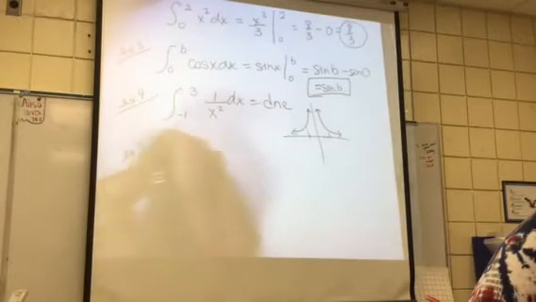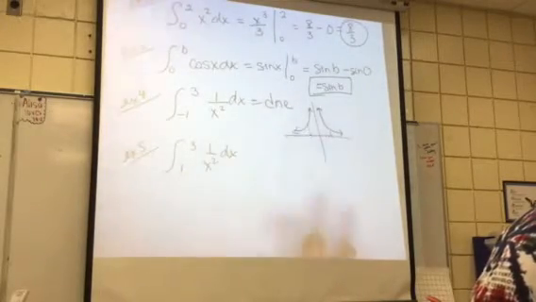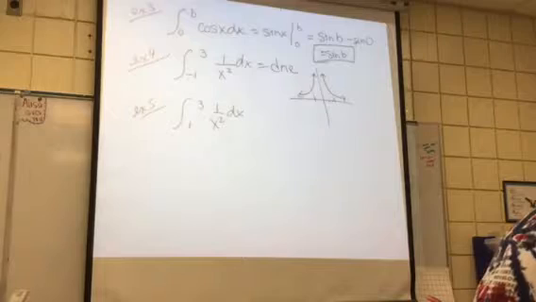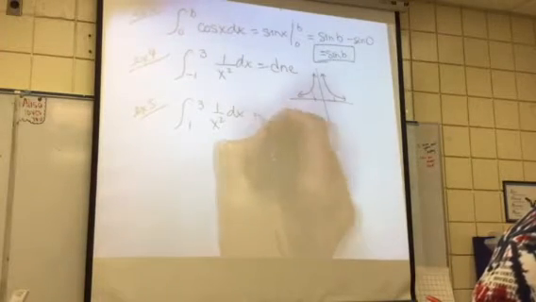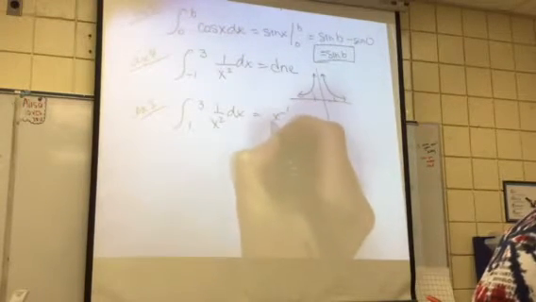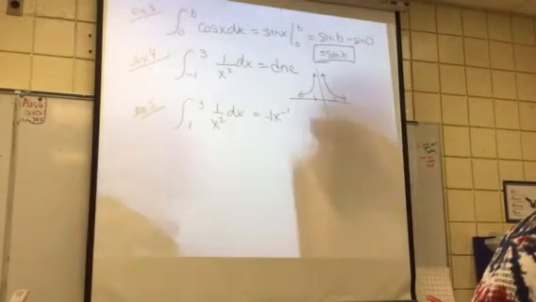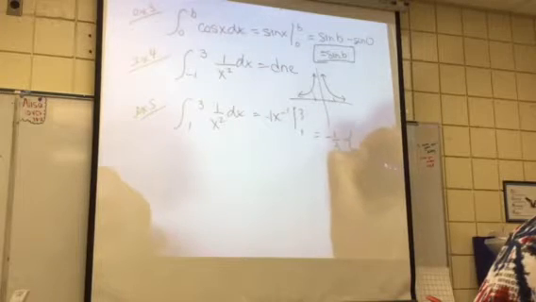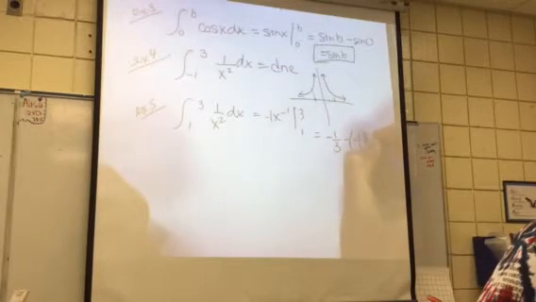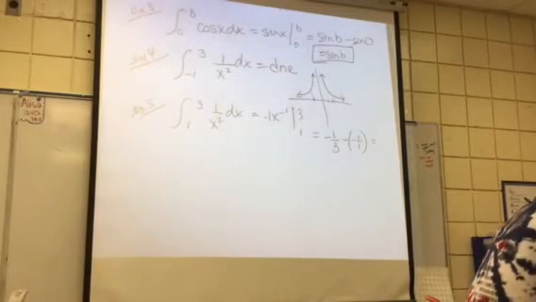But what if I ask you to find it from 1 to 3? Yes, this one will have an answer. How would I rewrite that to be able to take the antiderivative of it? x to the negative 2. So when you add 1, we get negative 1. Evaluate this at 3 and at 1. That would be negative 1/3 minus negative 1, which gives you 2/3.